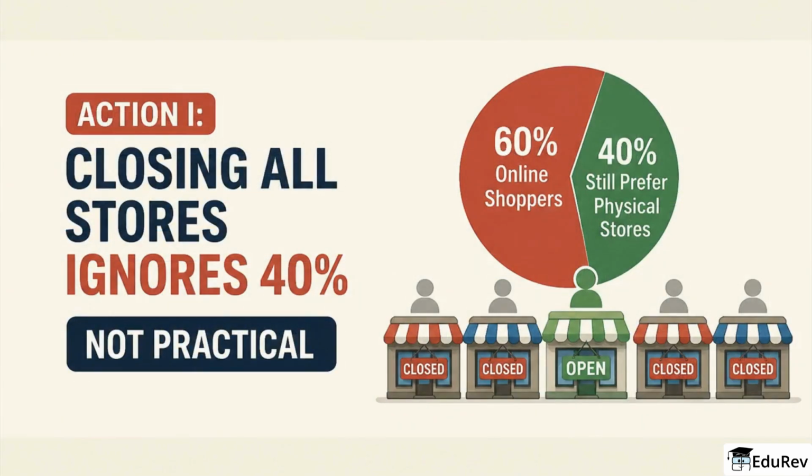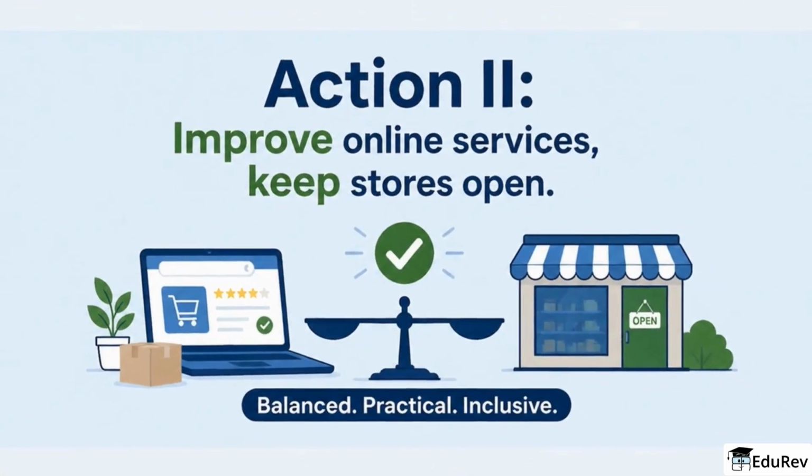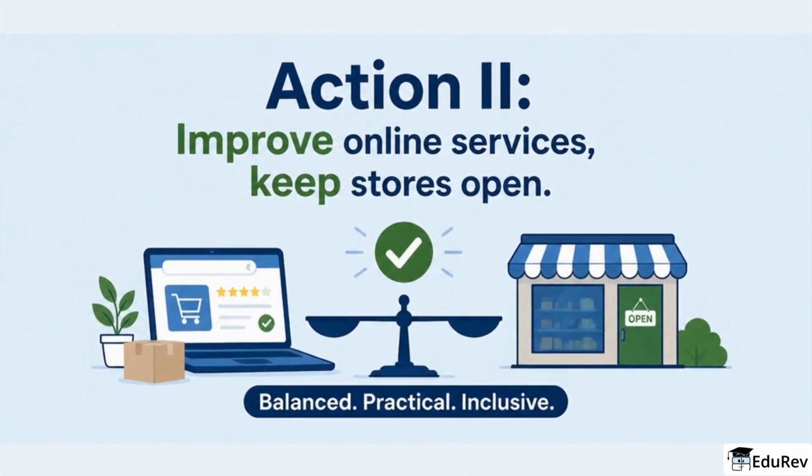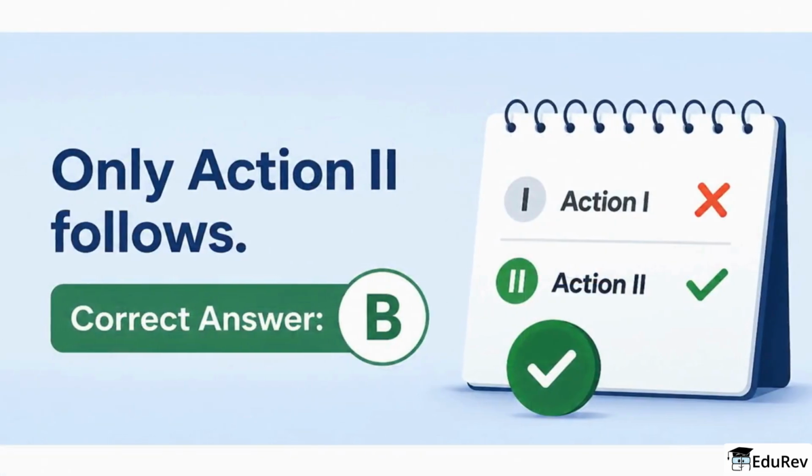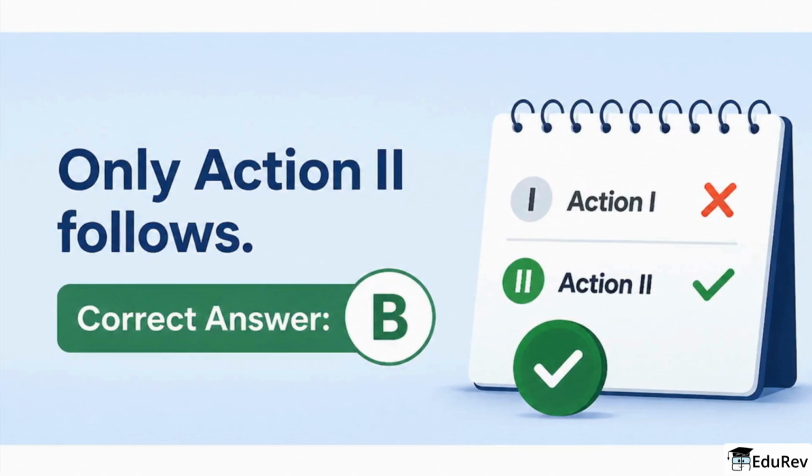Evaluate action 1. Closing all stores assumes the remaining 40% do not matter. This is extreme and ignores the fact, so it is not practical. Evaluate action 2. Improving online services while keeping stores balances both preferences. It follows the fact and is practical. Conclusion: only action 2 follows, so the correct answer is B.